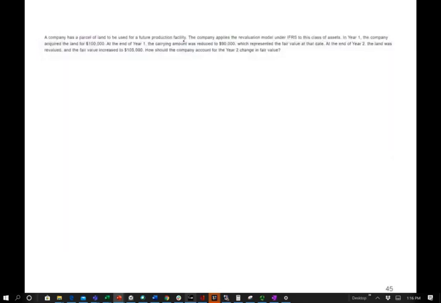So the question is about the revaluation model under IFRS, but it also covered the fair value adjustment. So it's very important to understand this concept. The company has a parcel of land to be used in the future production facility. That's fine. The company applies the revaluation model under IFRS to this class of asset. That's important. In year one, the company acquired the land for $100,000.